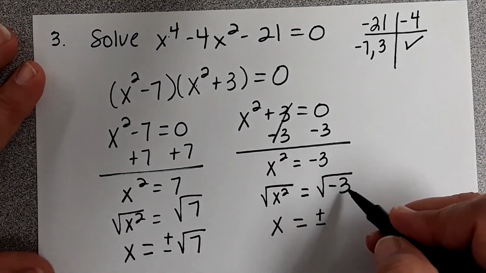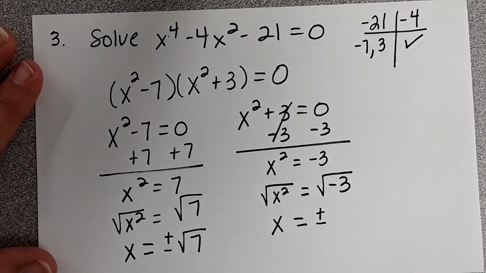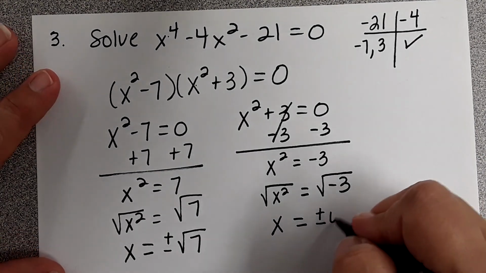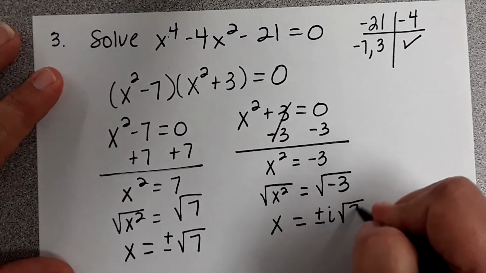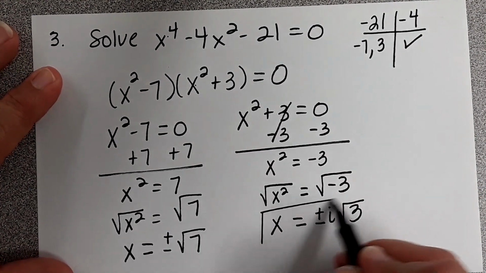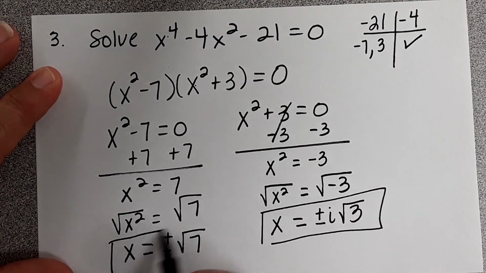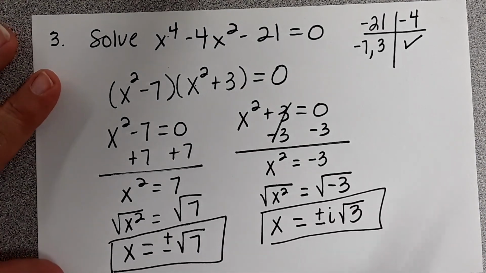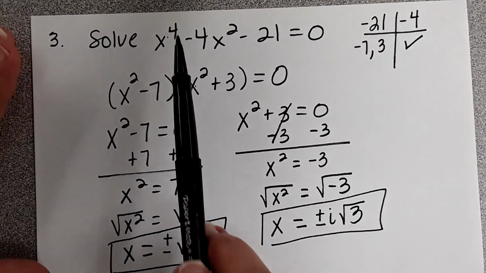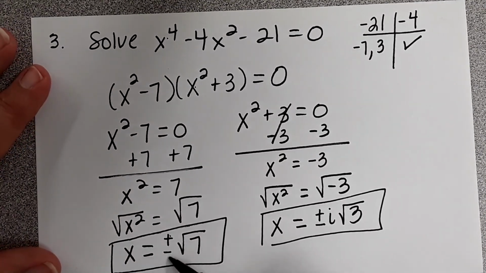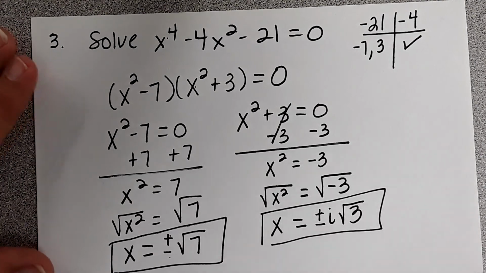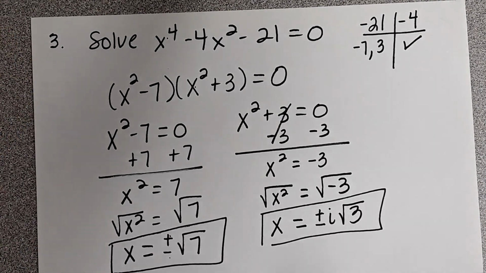Okay. What is the square root of a negative number? What do you pull out automatically? I. And can you take the square root of 3? So there are your answers. Now I want you to check out something. What was your highest exponent? 1, 2, 3, 4. 4 roots because you have an exponent of 4.